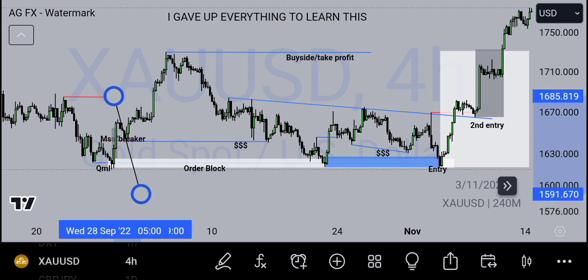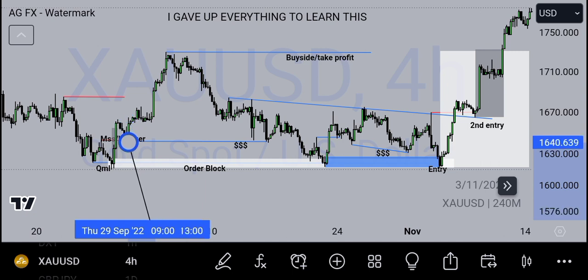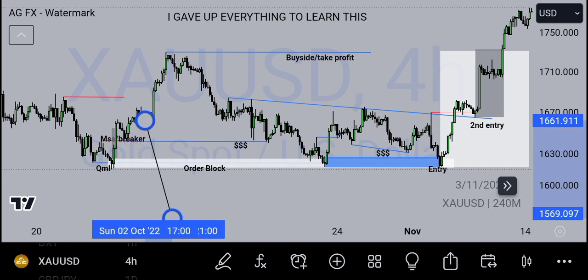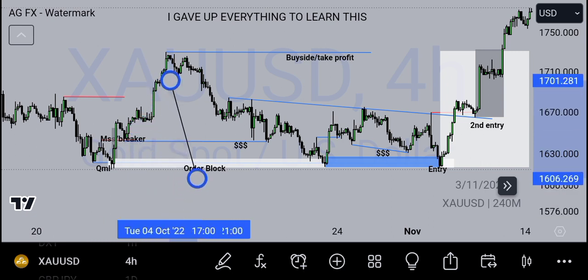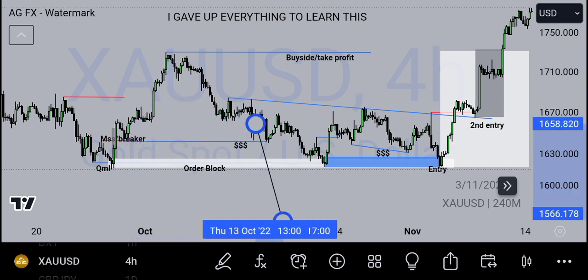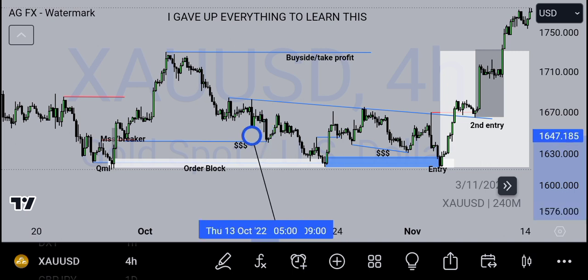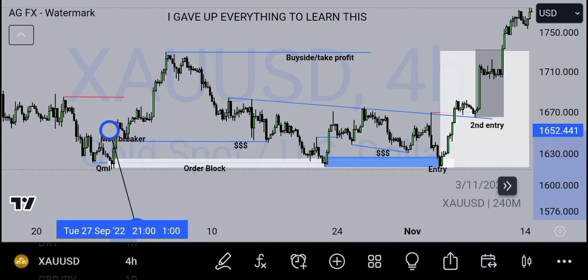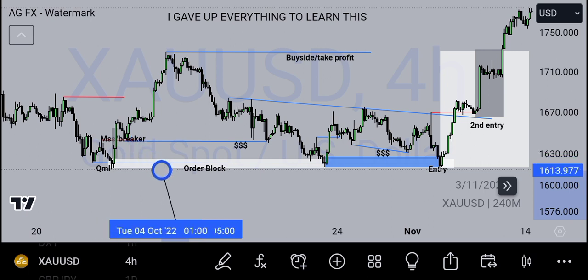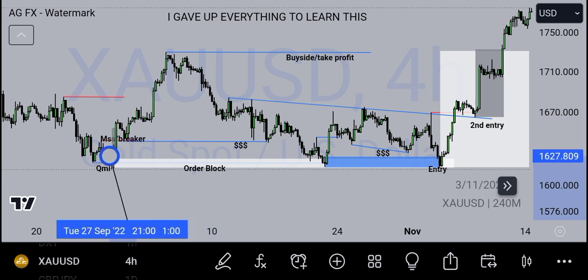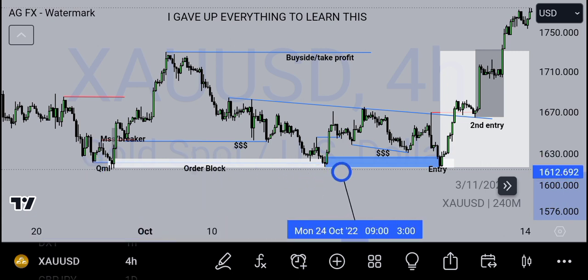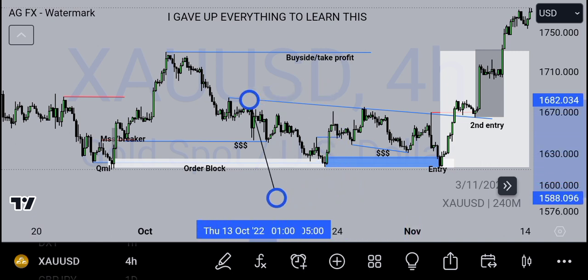After breaking that, it comes back down a little bit here to our breaker block, and we call that a breaker, and it reverses to the upside, and it comes back, creating liquidity, creating equal lows right here, which is the sell side liquidity that validates our order block right here, or just our Quasimodo level, the sweep, the liquidity that I'm talking about.